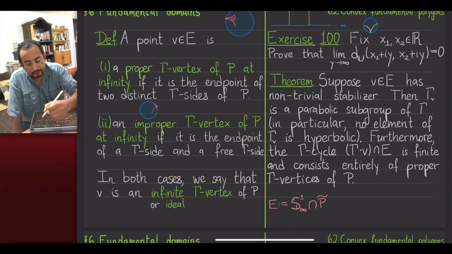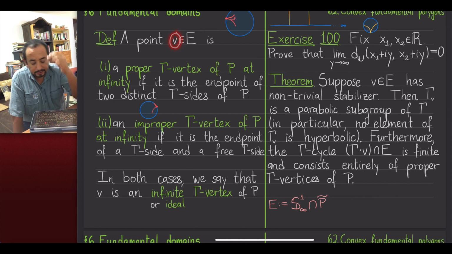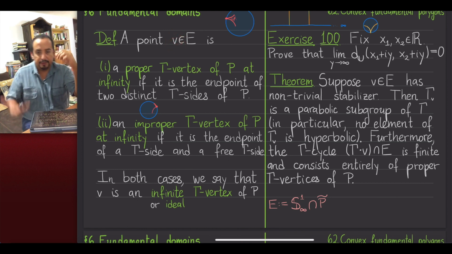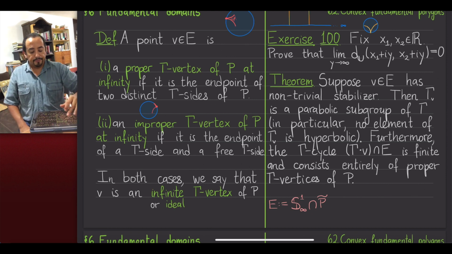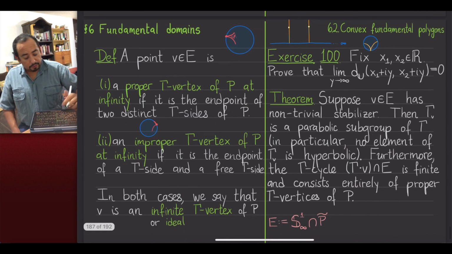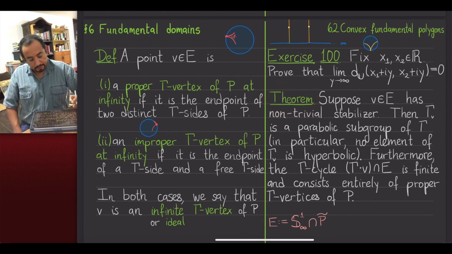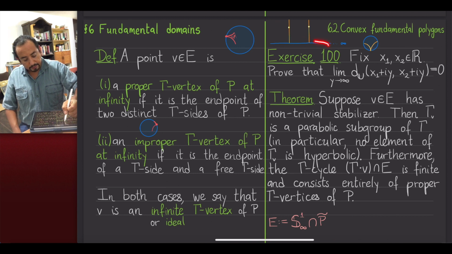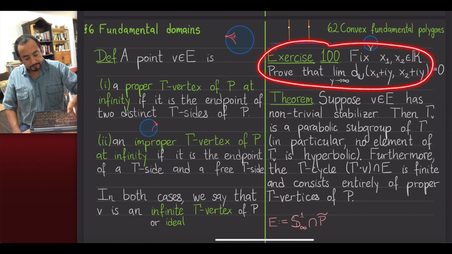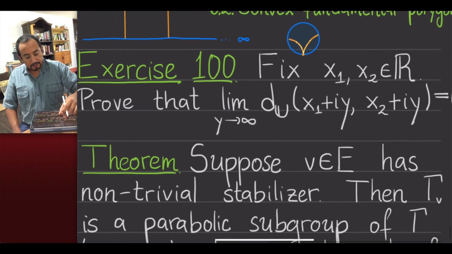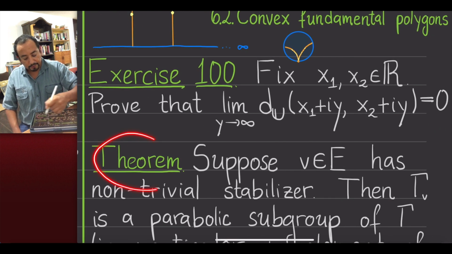In either case, we're going to say that V is an infinite vertex or an ideal vertex of P, or a vertex at infinity of P, or gamma vertex at infinity. Okay, so before going on to the main result of today's lecture, let me give you an exercise that I'm going to use throughout the proof of this theorem.